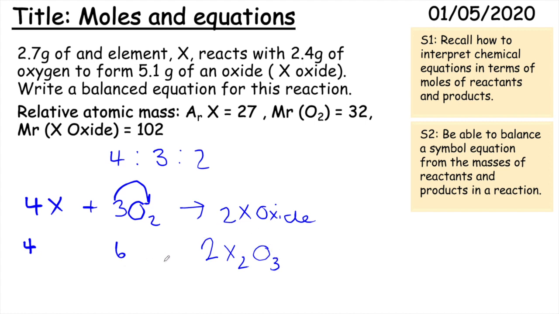That completes the ratio. So the actual balanced symbol equation you need to write is 4 moles of X plus 6 moles of O2 goes to give 2 moles of X2O3. Now, like I said, this one's a bit more tricky because it does have those extra steps in. But watch it again, try and take it in, and you'll be able to do these in no time.